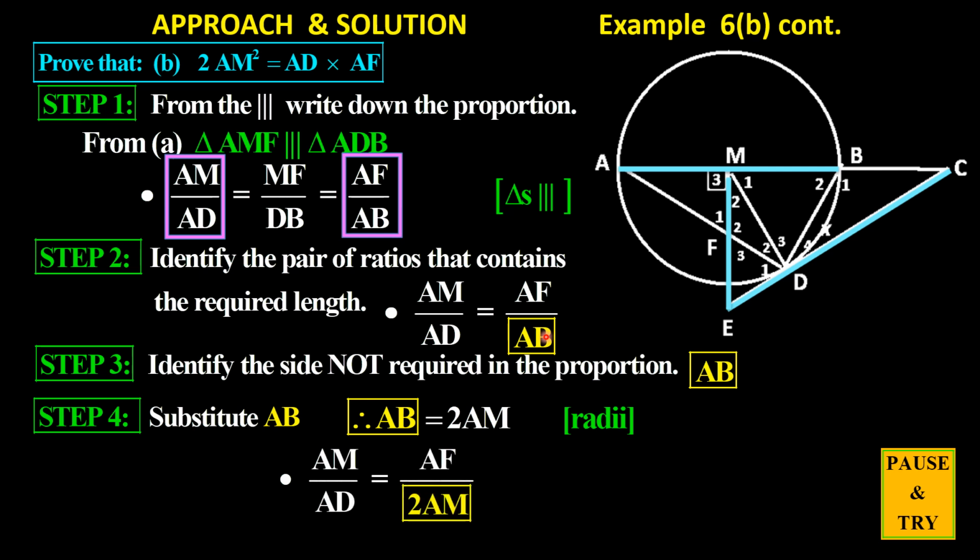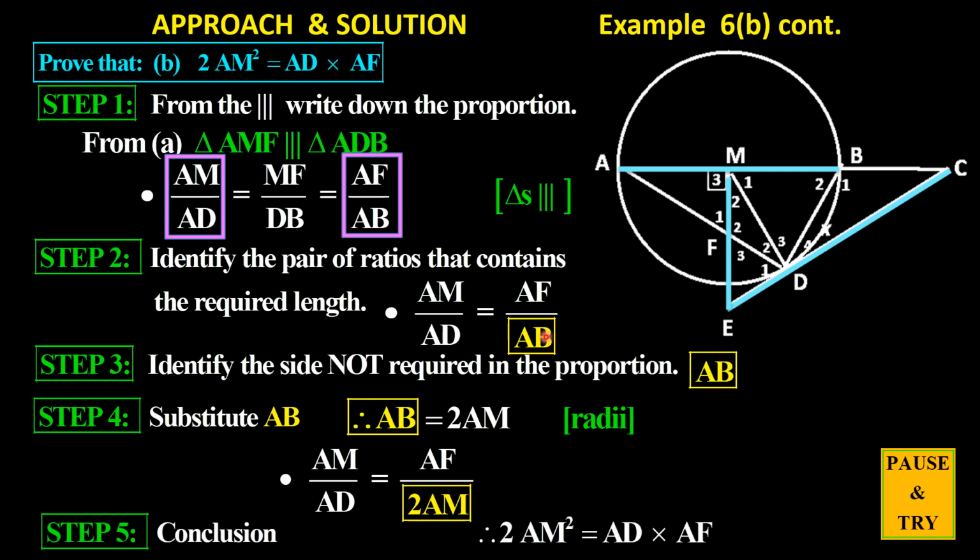Now, let's just cross multiply. And if we cross multiply now, we notice we get 2AM squared equal to AD times AF. And what do you notice? This is the statement that we are required to prove. 2AM squared equal to AD times AF, right? Let's just briefly go over that.